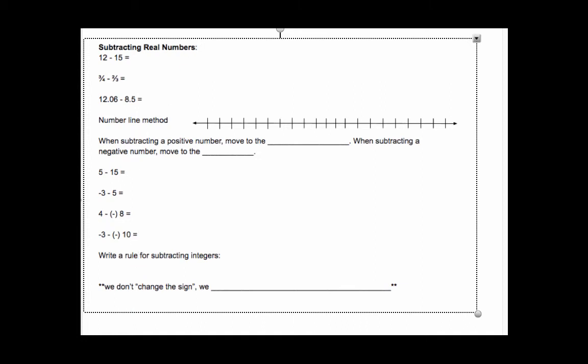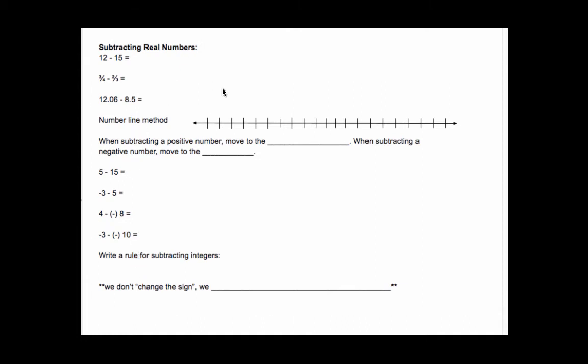All right, let's move on to subtracting real numbers. Let's start with the easy ones. 12 minus 15, or maybe not so easy, I don't know. 12 minus 15, okay, think about it. We can really already think about our number line method. If I start at 12, what am I going to do when I subtract? I'm going to move to the left.